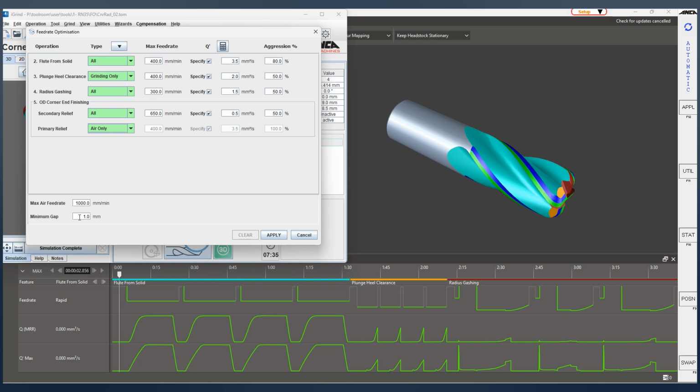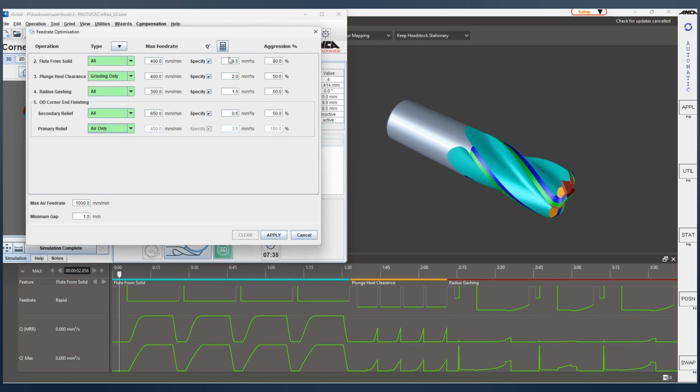Now we've got a minimum gap of 1 millimeter because you don't want to see the machine or the wheel approaching at a rapid feed rate of 1000 millimeters per minute very close to the tool, because it's a bit scary, but you can set it up to 0.5 or even 0.1 if you are confident your blank is square or you have done the right blank preparation.